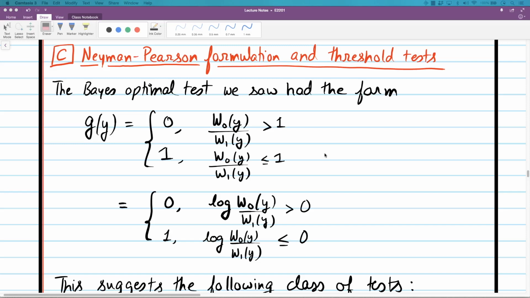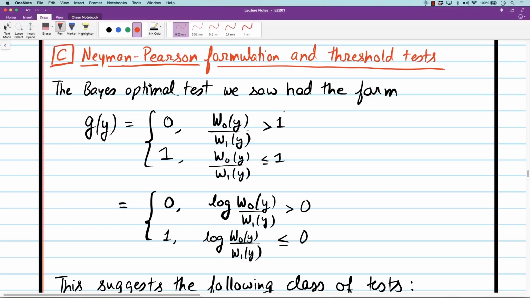And using a simple calculation, we were able to show that for a uniform prior, when you don't have any reason to prefer h0 over h1 to begin with, that's roughly what you can think of as a uniform prior, the optimal probability of error that you can attain is 1 minus half into 1 minus the total variation distance between the distribution under h0 and the distribution under h1. The corresponding test was called a Bayes optimal test, and it has this simple form here.